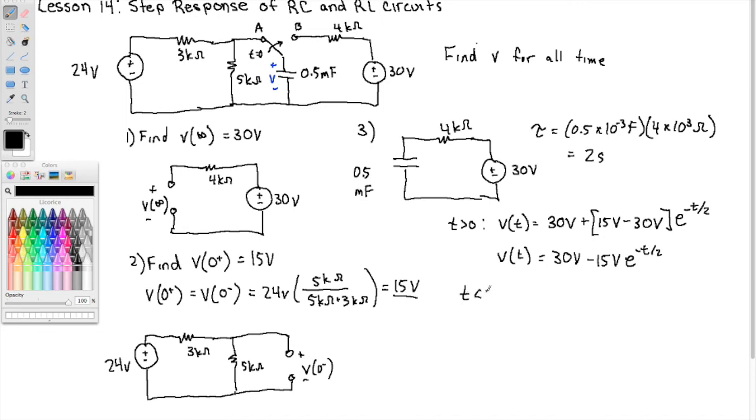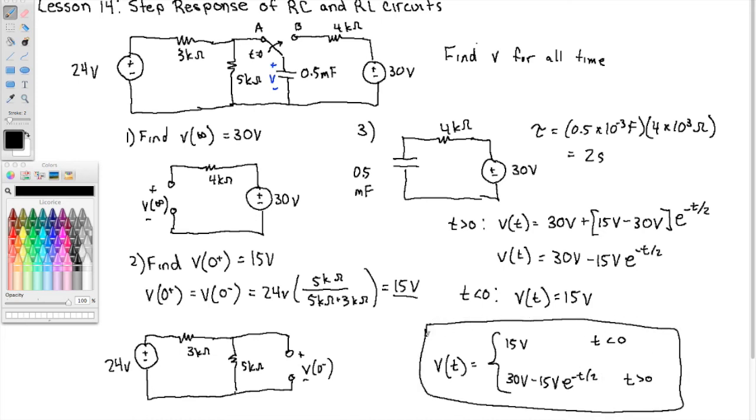For t less than 0, we saw that the voltage was 15. So V of t is just a constant 15 volts. So we can put all those pieces together and say, for any time, capacitor voltage, well, it was 15, t less than 0, and 30 volts minus 15 volts, e to the negative t over 2 for time greater than 0. And that is the answer. Find V for all time.